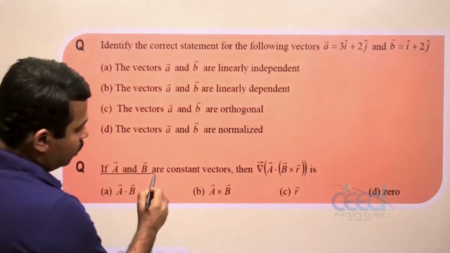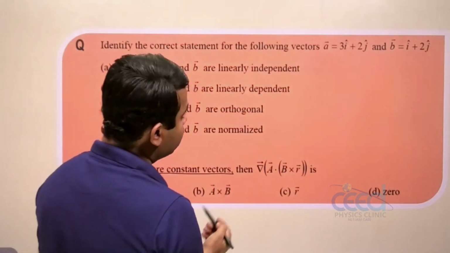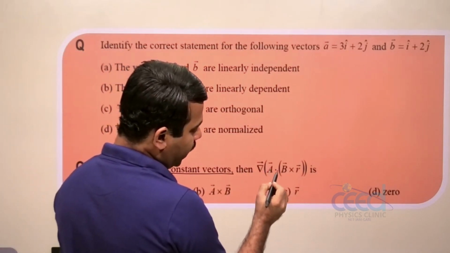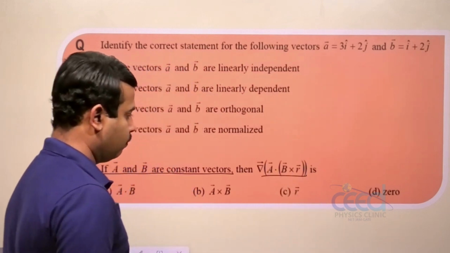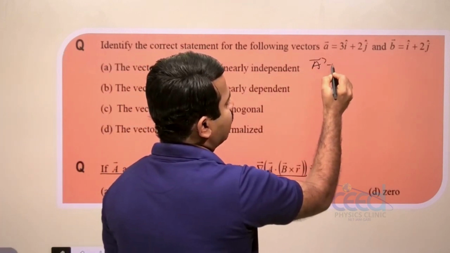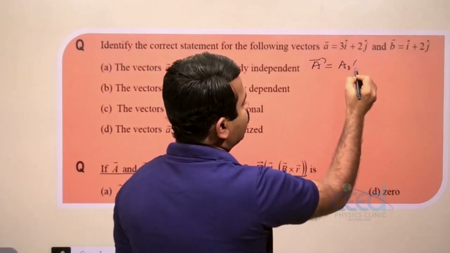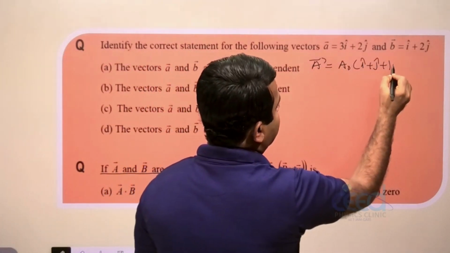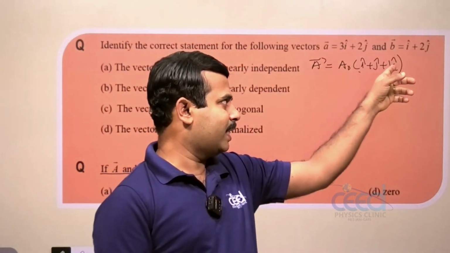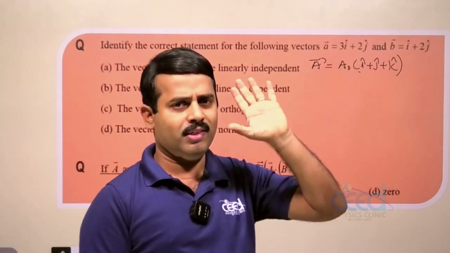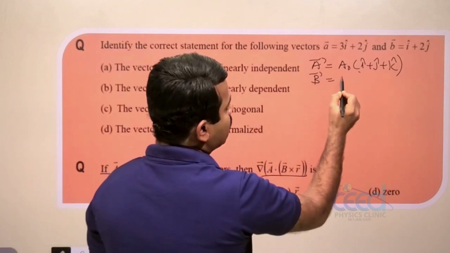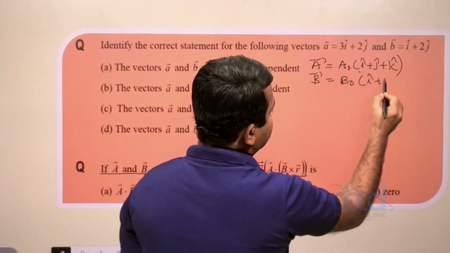If A and B are constant vectors, then what is the gradient of A dot (B cross R)? What is a constant vector? Suppose A is equal to A0 times (i cap plus j cap plus k cap). A constant vector means each coefficient of i cap, j cap, k cap must be a constant. Similarly, B is also a constant vector, that is B0 times (i cap plus j cap plus k cap).